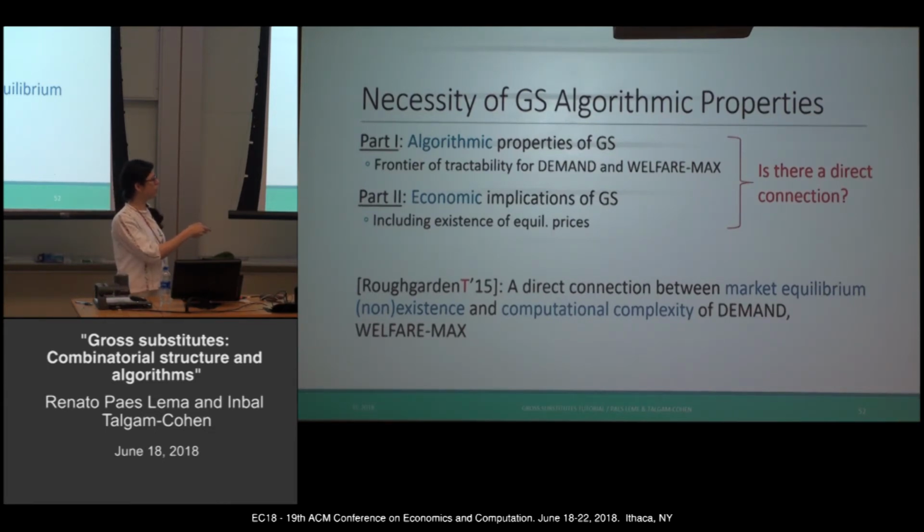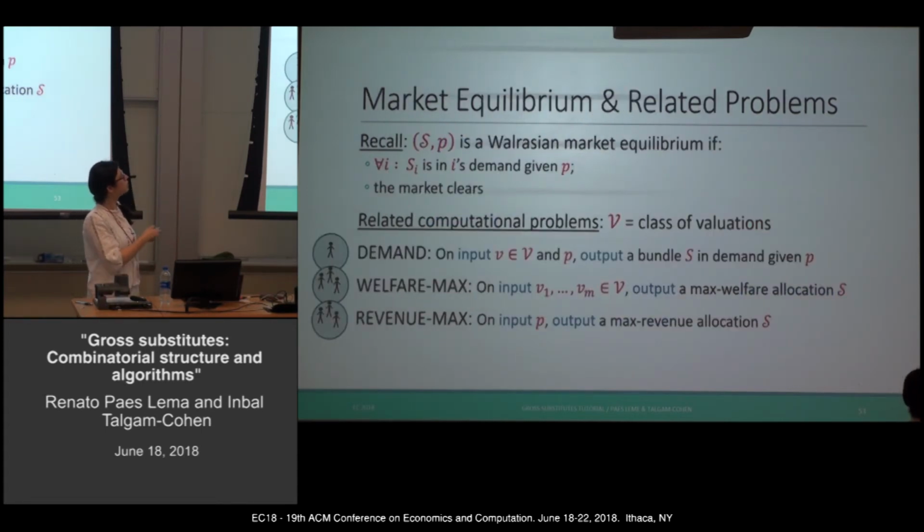I'll show you a direct connection between market equilibrium non-existence and computational complexity of demand and welfare maximization. This is a result Renato was referring to in the first part. Okay, so remember that market equilibrium has two conditions: that every player gets a bundle in his demand, and then the market clears. And they're related to computational problems.